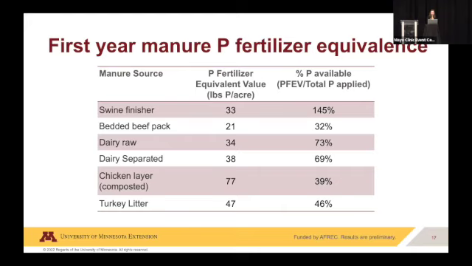Now, if you look at how much P was applied versus how much P our crops took up, this is where things started getting interesting. With our swine finisher manure, our crops took up 145% of the nitrogen applied, which means it started taking additional phosphorus out of the soil. And you may think, well, that's interesting. How did that happen? We don't actually know, because obviously we know how much we applied. It shouldn't take up much more than that, but we do know that the soil can provide some.